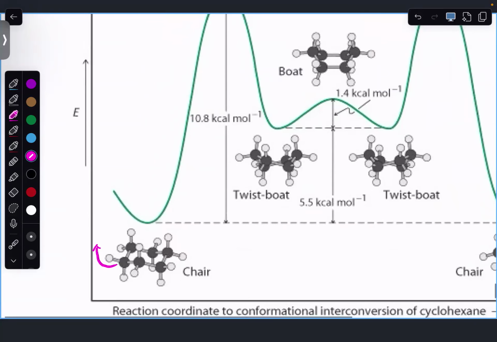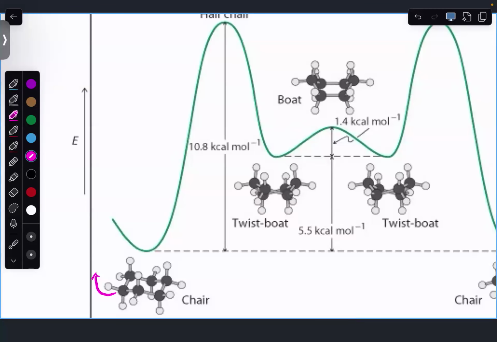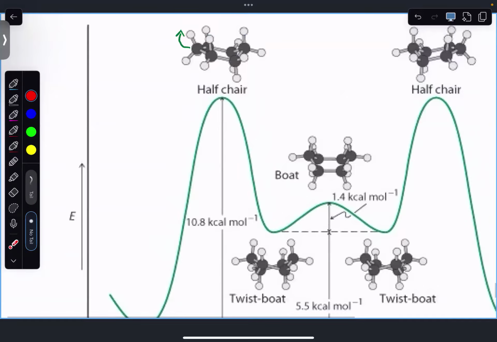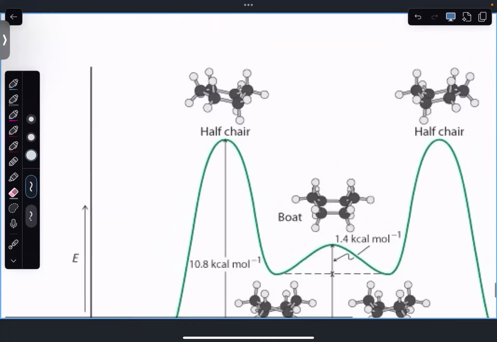And as you can see, as we start that motion, that's causing an increase in energy. As I begin to bring the foot up, that's increasing the energy of the molecule. And it's doing so because your intermediate is this so-called half chair.